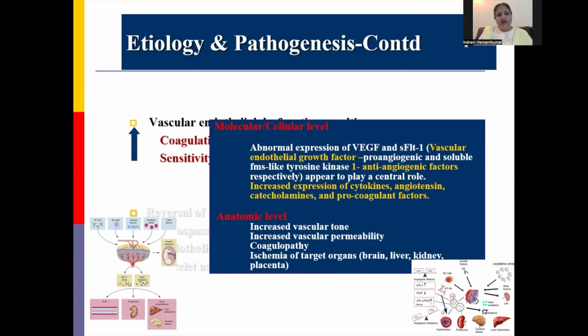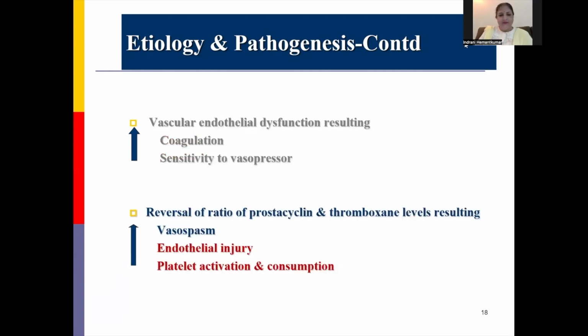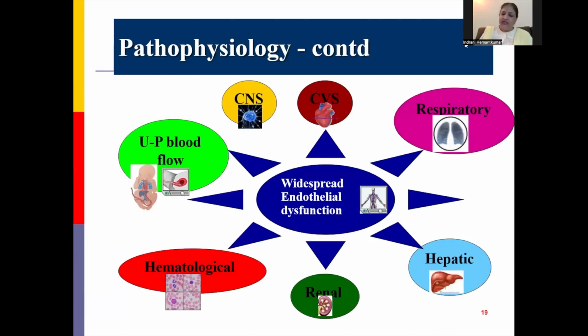And on the anatomical level, because of this, there is an increase in vascular tone and permeability, which can lead to coagulopathy and ischemia. And because of the intense vasoconstriction, it can lead to ischemia of target organs like the brain, liver, kidney, and the placenta. And also, there is a reversal, as I said, of prostacyclin and thromboxane. So, what can that lead to? Increase in vasospasm, platelet activation and consumption with endothelial injury.